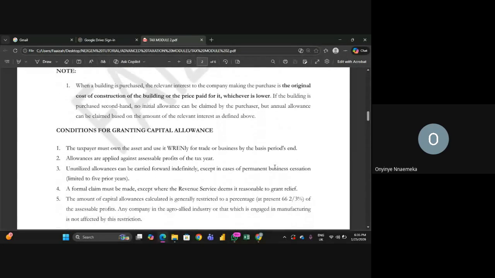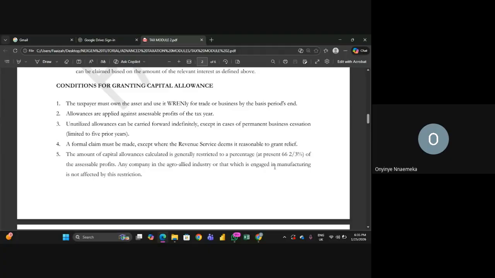Now, conditions for granting capital allowance. We don't just grant capital allowance. There are conditions, like MTN will say, terms and conditions apply, before you can claim capital allowance. So these are the conditions. Number one, the taxpayer must own the asset and use it wholly, reasonably, exclusively, and necessarily for the trade or business by the end of the basis period.